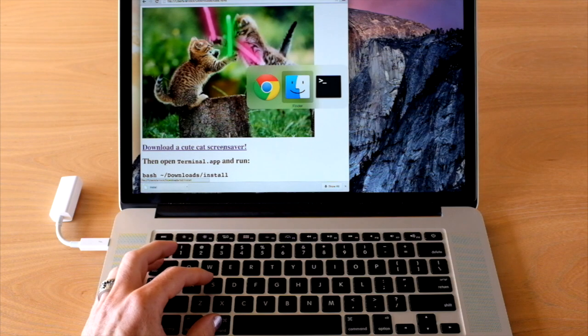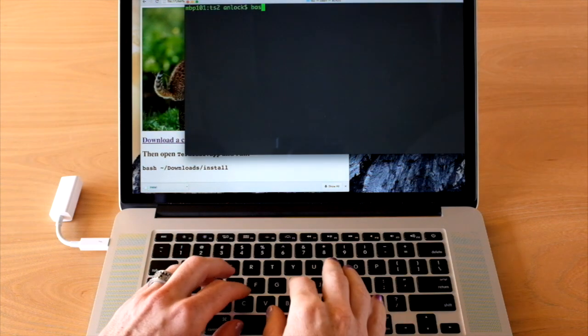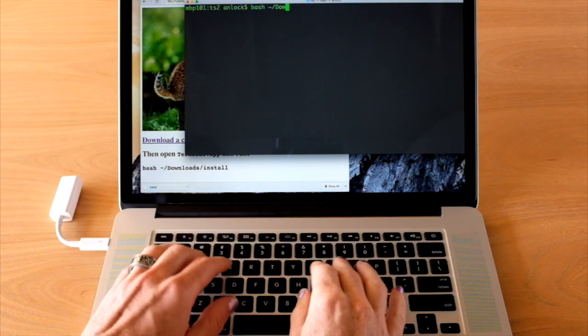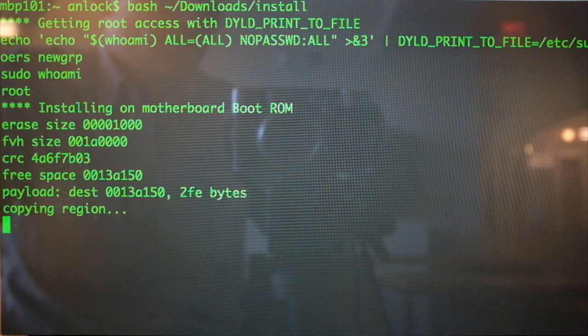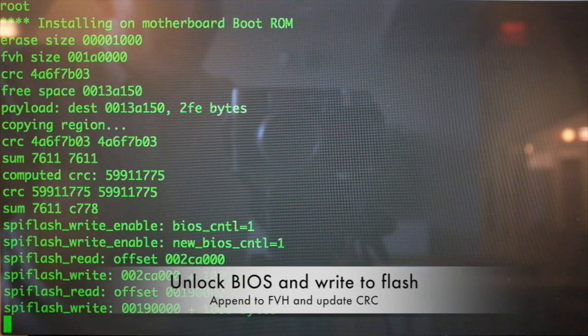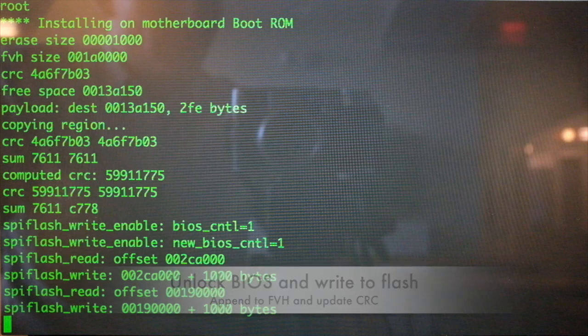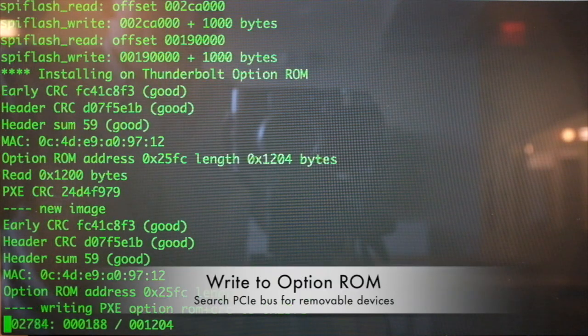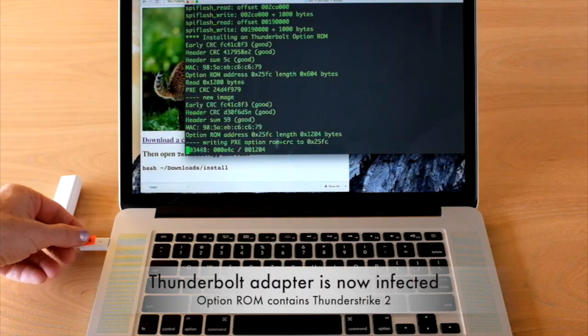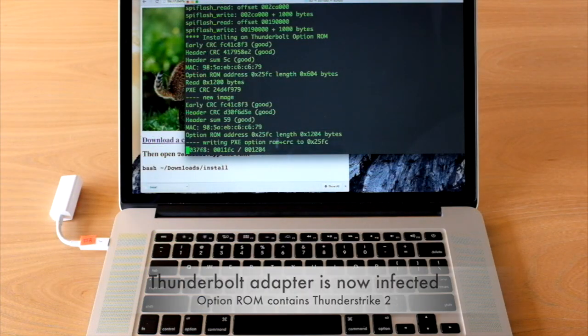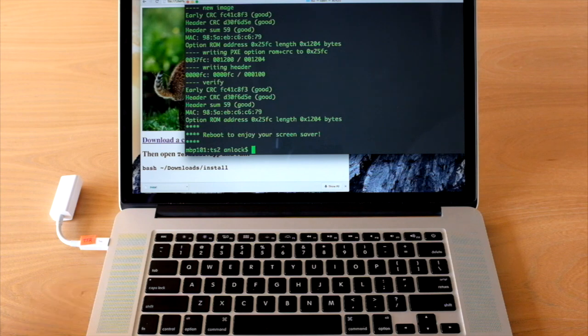Thunderstrike 2 starts with a local root privilege exploit that can load a kernel module to give it access to raw memory. On some systems, it can immediately unlock and rewrite the motherboard boot flash. On others, it needs to hook the S3 resume script and wait for a sleep event. It can also search the PCIe bus for removable Thunderbolt devices and write itself into their option ROMs. This is an improvement over Thunderstrike 1, which required physical access to the attacker machine.